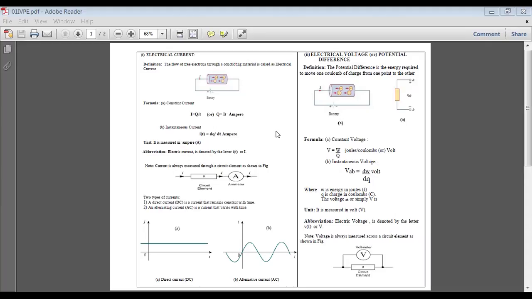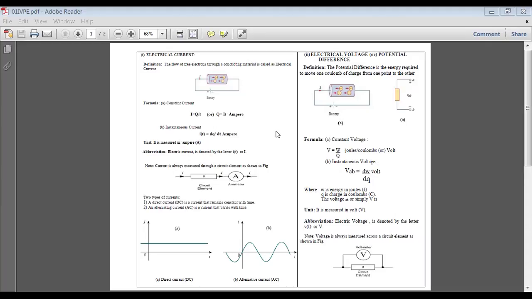When it comes to unit, it is measured in amperes. Abbreviation: electric current is always denoted by small i of t or I. An ammeter is always connected in series with the resistance. An ammeter is nothing but it measures current.